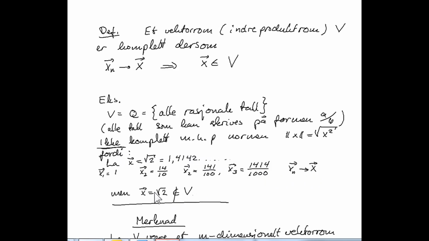Then we note that the square root of 2 is not a rational number. So in this case we have an example where we have rational numbers which converge to some element x, but this element is not a member of the space Q of rational numbers. So this is an example of a space which is not complete.